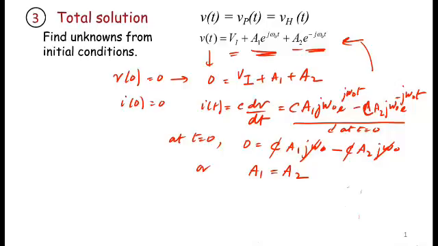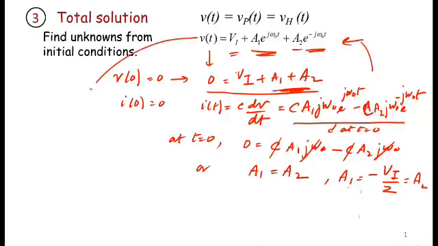A1 equals A2. And I also know from this expression here that A1 plus A2 plus Vi equals 0. Since A1 equals A2, if I replace that with 2 A1, A1 will be minus Vi divided by 2. Therefore A1 equals minus Vi divided by 2, and that is also equal to A2.